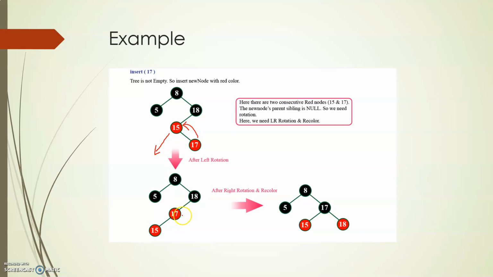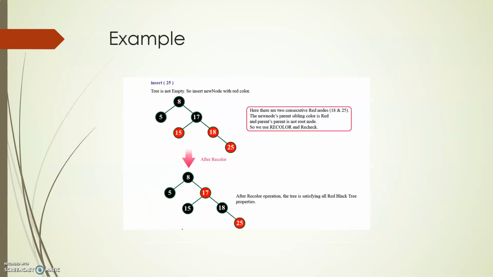You can see it happens here, and after doing that you can see three nodes are coming together. Then you do an RR rotation, that is 15 comes in place of 17, 17 comes in place of 18, and 18 comes down. It becomes the right child of 17. So that's how LR rotation is done to satisfy the properties of a red black tree.